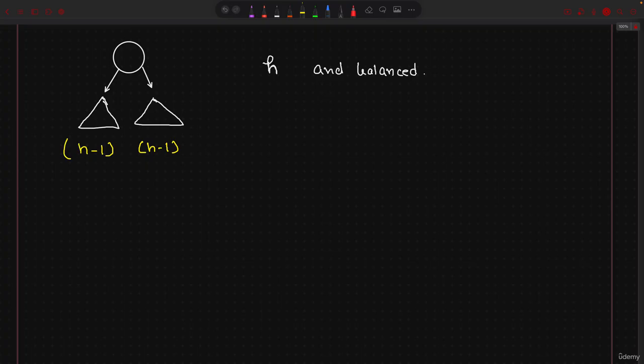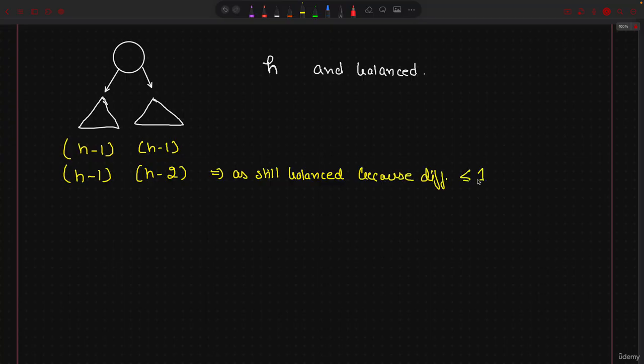Now by thinking like a tree and subtree structure, I am able to ask my recursion, hey, can you give me the answer for h minus 1? Then I will try to form the answer for my h. Great. Other option: if the height here is h minus 1, then I think the other side can have h minus 2 height as well, as it is still balanced, because the difference is less than or equal to 1. Similarly, this can have h minus 2 if this has h minus 1 height.